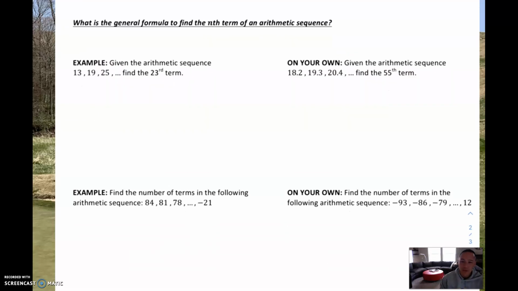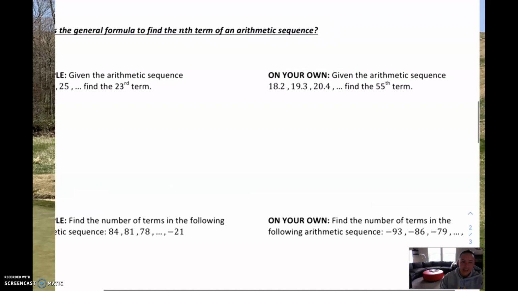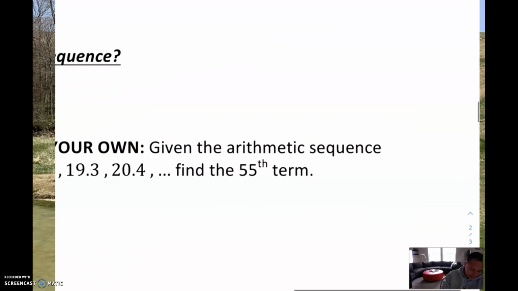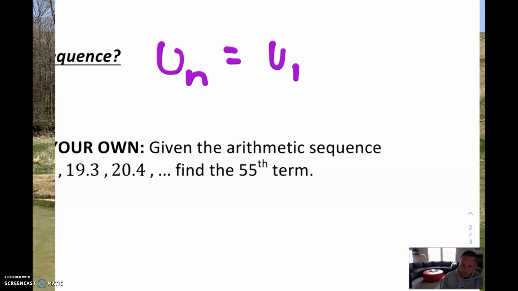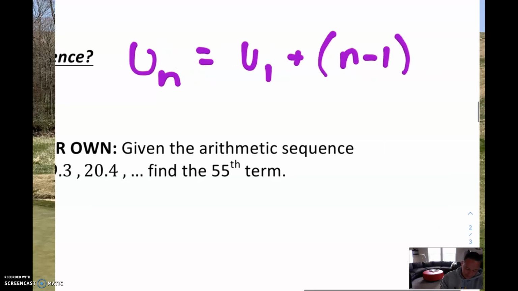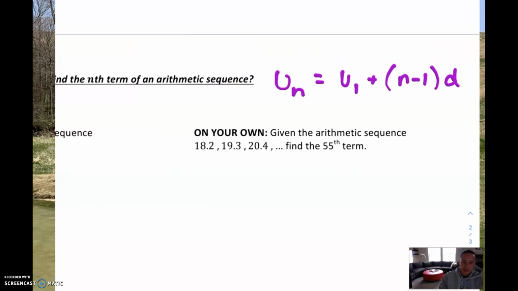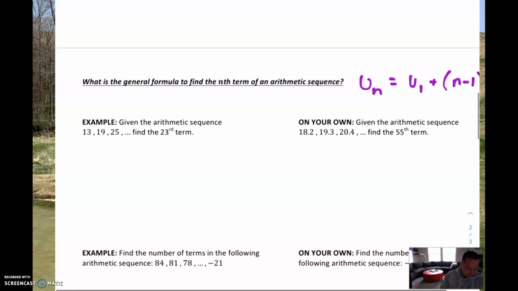Okay, in the IB formula booklet, they're going to give you this formula. You don't have to memorize it or anything. The general formula to find the nth term in any arithmetic sequence is u sub n, that's the value of the nth term, is equal to the first term, u sub 1, that's the value of the first term, plus n minus 1 times d, the common difference. So let's see how this formula works with a couple examples.